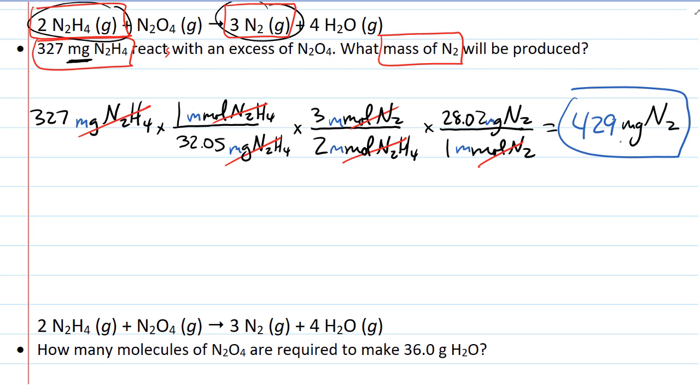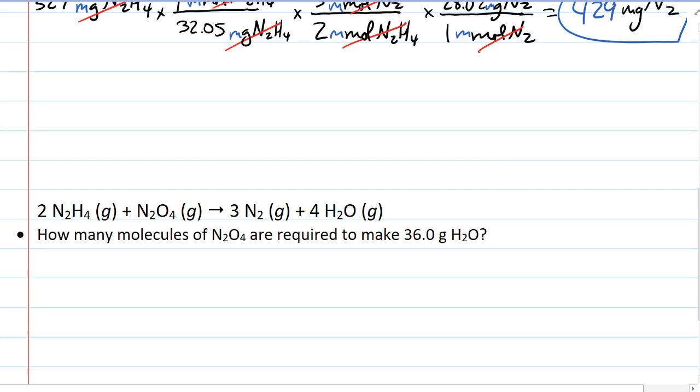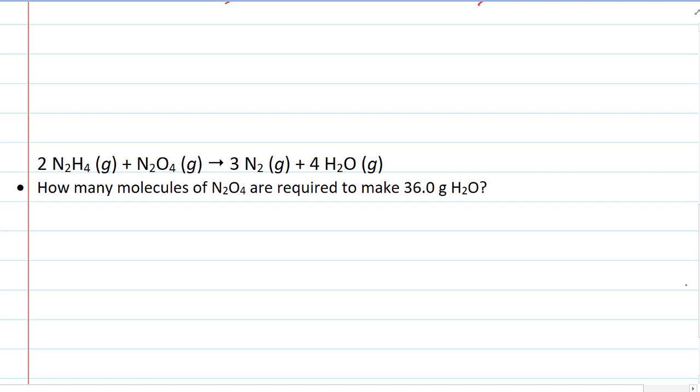All right, looks like we have another one in the packet here. Next one down reads, how many molecules of N2O4 are required to make 36.0 grams of H2O? So this one, once again, we start off with what we're given. We're given 36.0 grams of H2O. We are looking for what in the answer? Molecules of N2O4 is where we're headed.